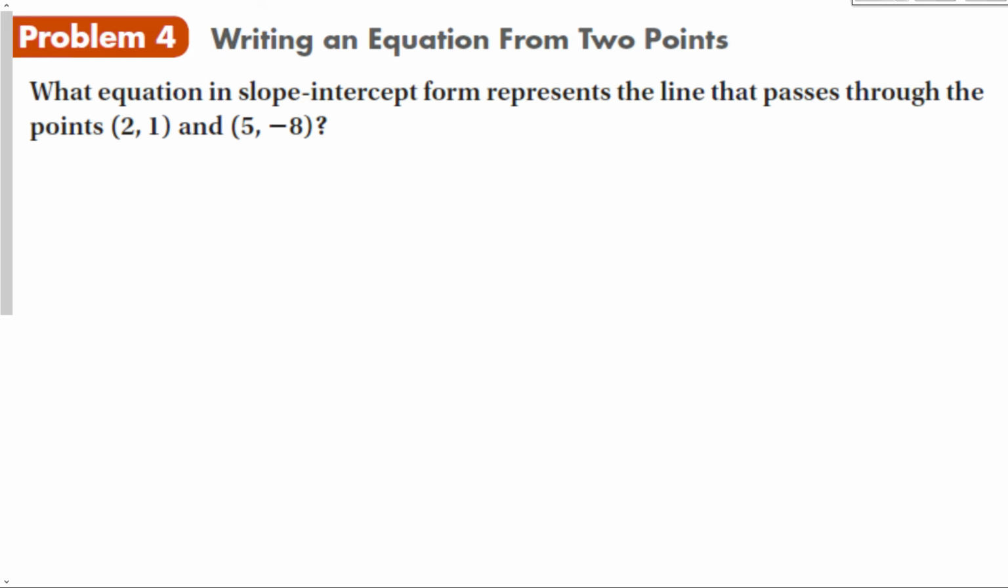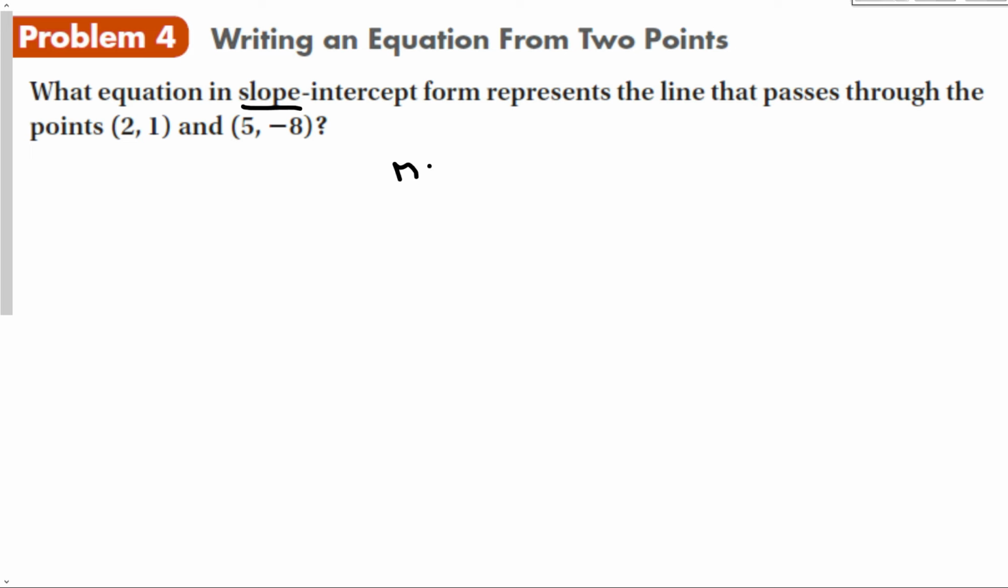Now, we could use these 2 points and write an equation in slope-intercept form with these 2 points. So what equation in slope-intercept form represents a line passing through points 2, 1, 5, -8? Now in the next section, we will see a better way to do this. But for now, let's see if we can do this. So first, the equation is slope-intercept. So we need to find the slope.